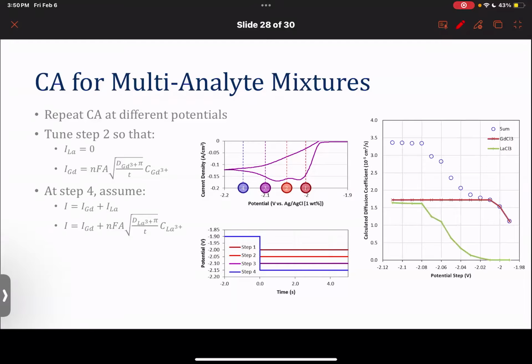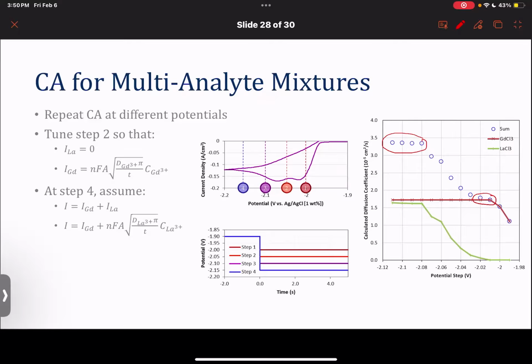What does that look like? Well, here's the calculated diffusion coefficient at a number of steps going across those 2 peaks. And you can see that we get a clear plateau further out for the lanthanum and gadolinium diffusion coefficients. But for gadolinium, we almost get a nice plateau, but it doesn't quite completely flatten out. This means that we maybe have 2 signals that might be a little too close for using chronoamperometry.